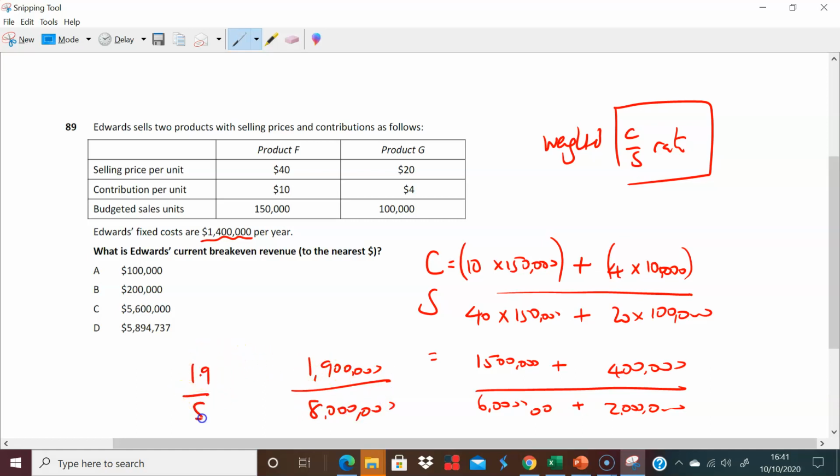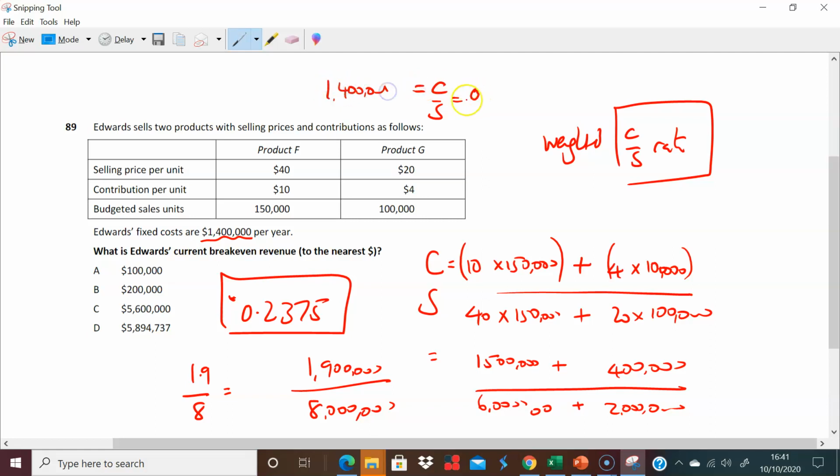This is your C over S ratio, 1.9 over 8, in effect. And this comes out at 0.2375. So that's your C over S ratio. So now I know that at break-even, my C is equal to 1.4 million. So therefore, 1.4 million over S is equal to 0.2375. And I can therefore now find S, because S must be 1.4 million divided by 0.2375. When we do that, we arrive at the very irregular number 5,897,737. So the answer here is D.